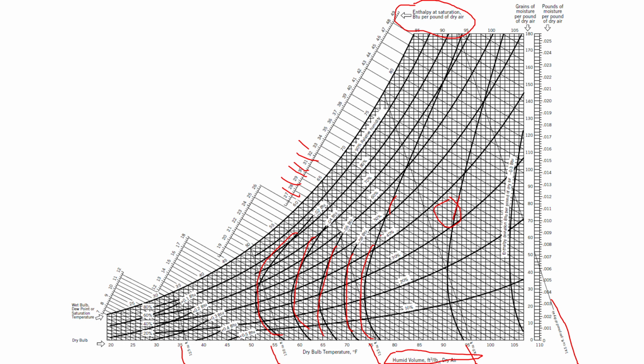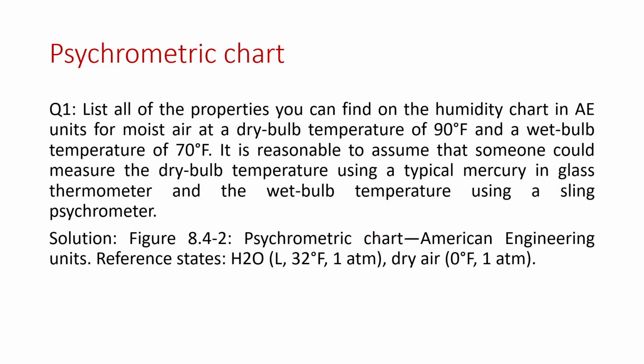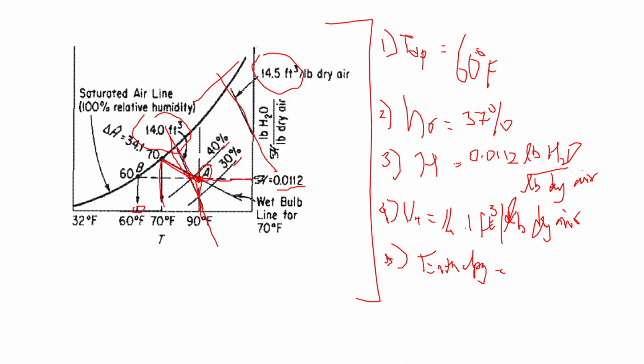Which in this case is 0.2. So this enthalpy will be subtracted from the deviation. So 34.0 minus 0.2 will give us 33.8 BTU per lb dry air.